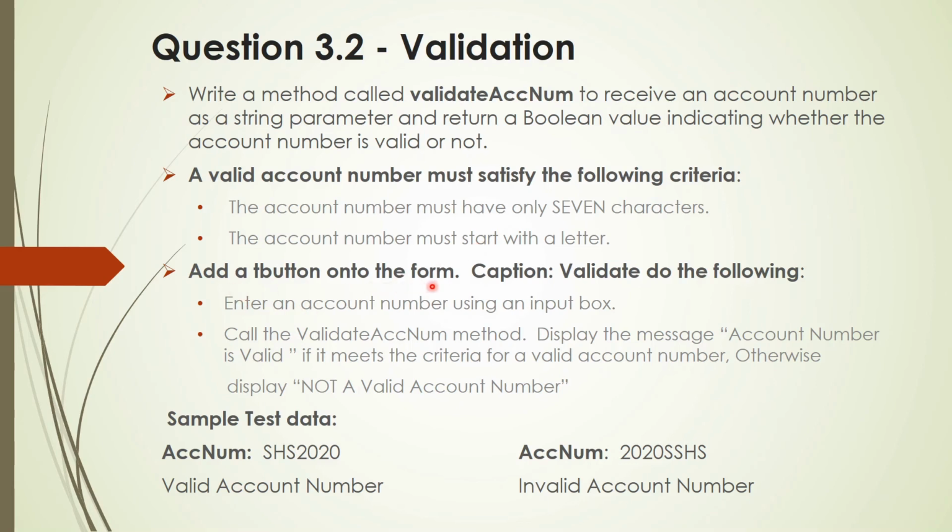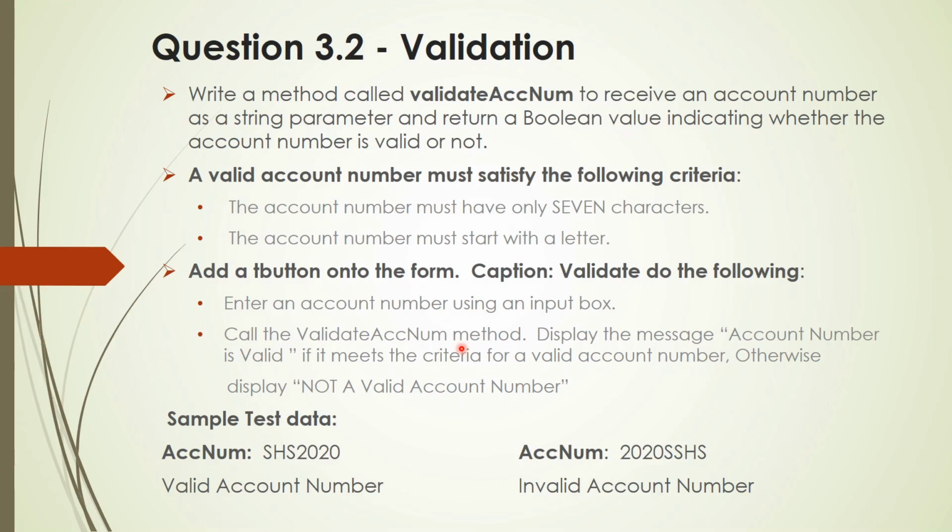Add a T button onto the form. Use your existing project and call that button validate. On the validate button, you are going to do the following. Enter an account number using an input box. Call the validate account number method. Display the message account number is valid if it meets the criteria for a valid account number. Otherwise, display not a valid account number.